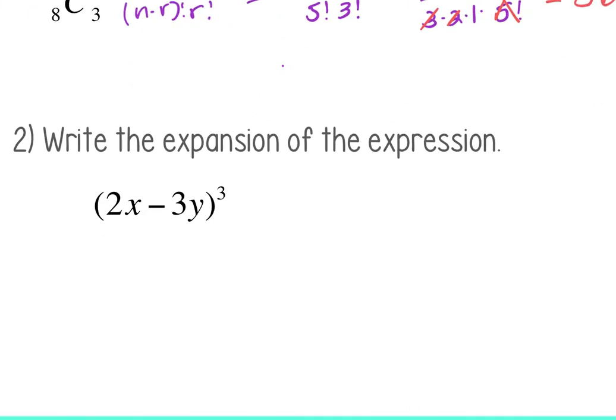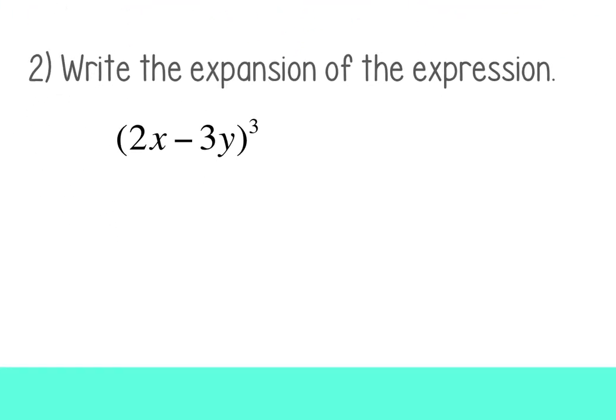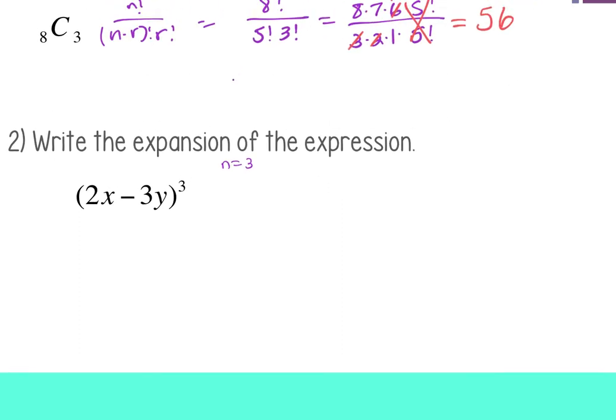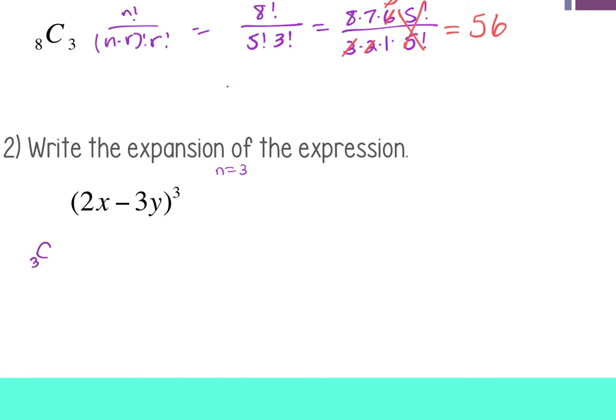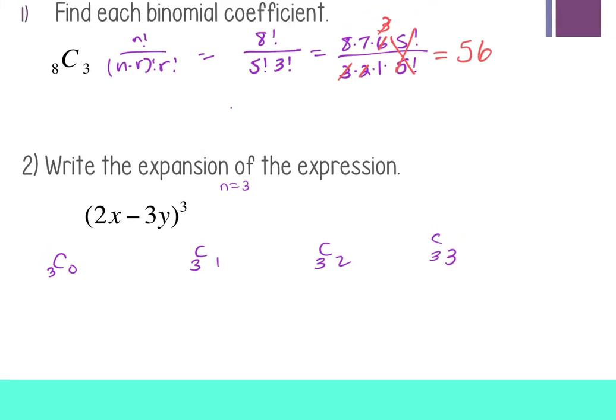2, write the expansion of the expression. So my n is 3, which means there's going to be 4 terms. I can either do C3,0, C3,1, C3,2, and C3,3. Or I can use Pascal's triangle, and that one is when it goes 1, 3. So those are also your binomial coefficients, which I think is obviously faster.